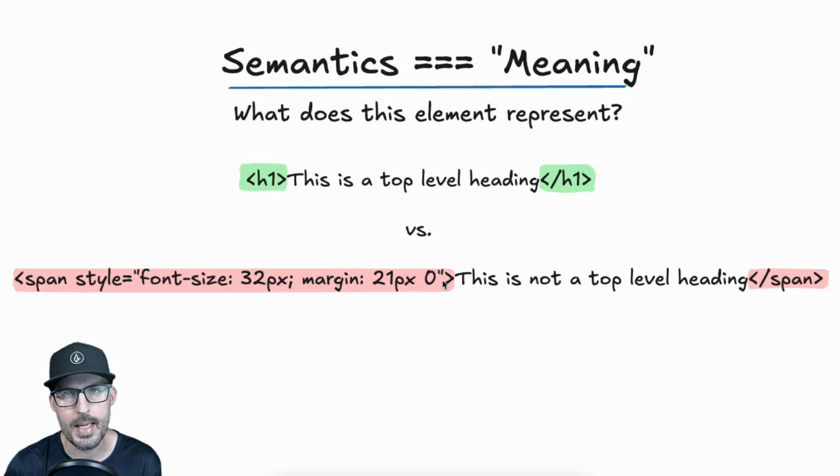So the semantic meaning of an element is very different from the presentation or the way that it looks when it's rendered onto the screen. And so essentially these would render text that looks nearly identical, but the semantic meaning or the understanding of that element for things like search engines or assistive technologies like screen readers would be very different. And so let's go ahead and take a look at what that means in a little bit more detail.